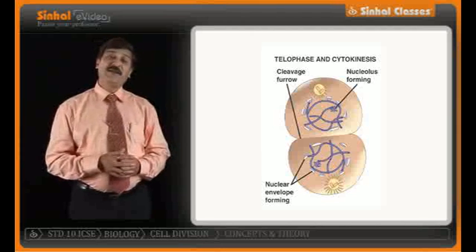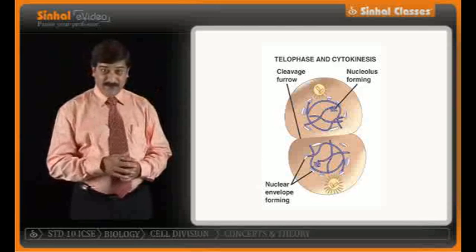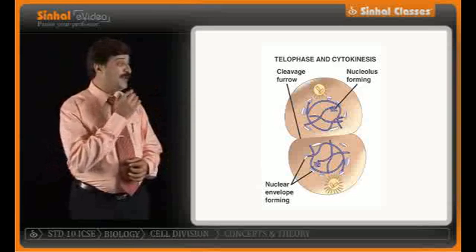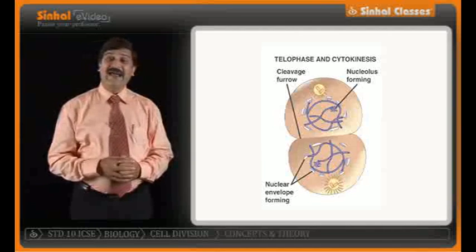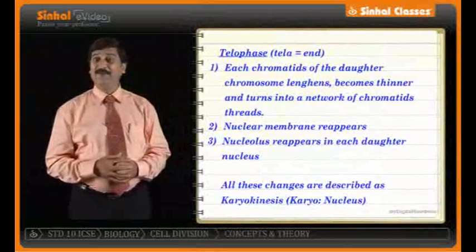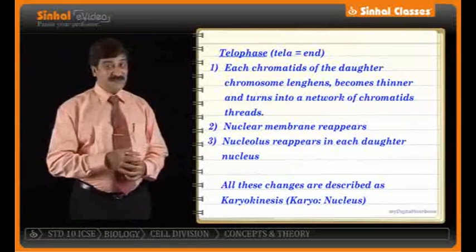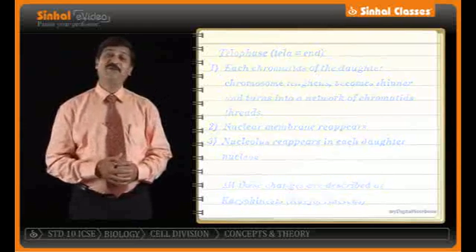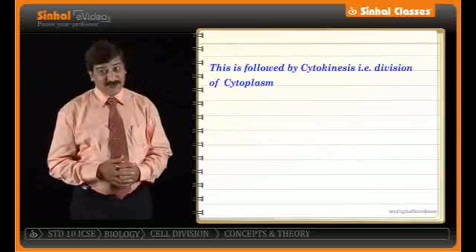What are the other things taking place in telophase? As you can see on the monitor, the nuclear membrane is reappearing. You can even see the nucleolus which reappears in each daughter nucleus. All these changes are described as karyokinesis, meaning it is more related with the nucleus. The meaning of the word karyo is nucleus. After the nuclear process is over, it comes to the next part, which is cytokinesis, meaning division of cytoplasm.